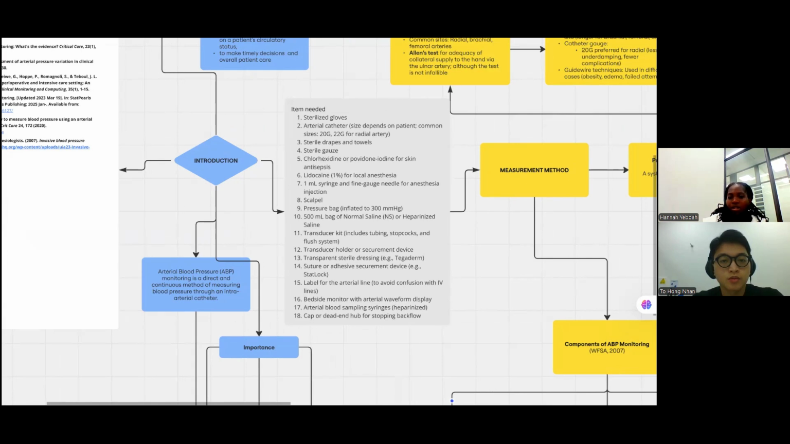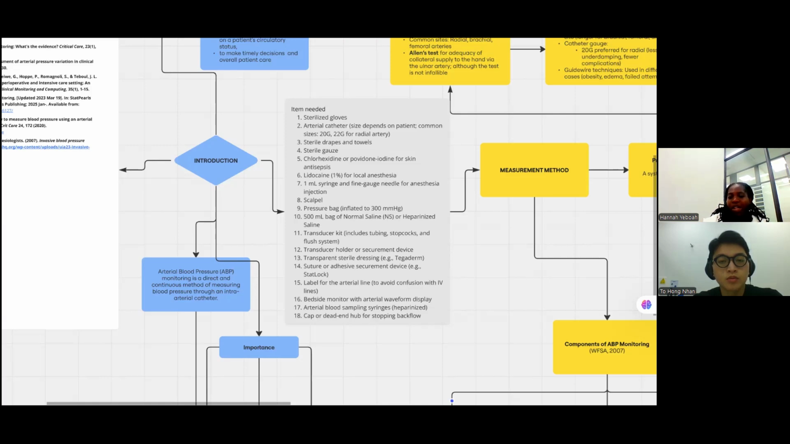We also need sterilized gauze, and depending on the protocol of the hospital, maybe we need povidone iodine for the skin antiseptic to make sure that everything is sterilized. Next, we might need lidocaine, depending on the hospital protocol. We also need a 1 ml syringe and a fine gauge needle for the anesthesia injection procedure. Also, we need a scalpel, but the scalpel sometimes depends on the doctor who is going to perform the procedure, whether the doctor will need it or not.